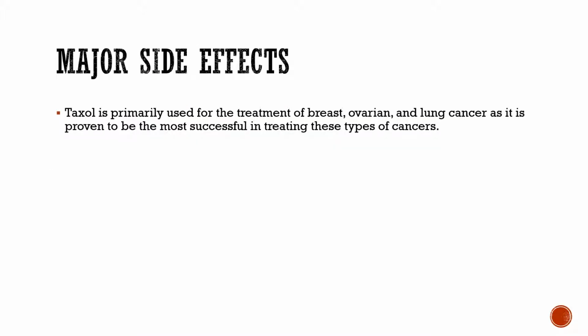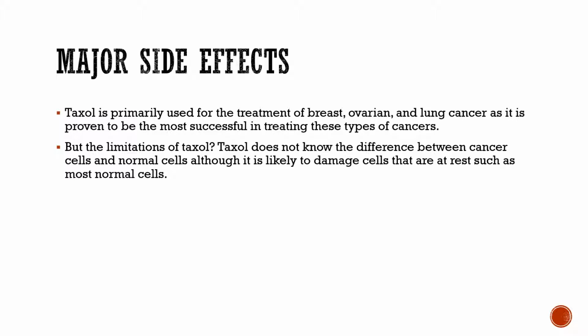Taxol's major side effects. Taxol is primarily used for the treatment of breast, ovarian, and lung cancer, as it is proven to be the most successful in treating these types of cancers. But the limitations of Taxol? Taxol does not know the difference between cancer cells and normal cells, although it is likely to damage cells that are at rest, which are mainly normal cells.